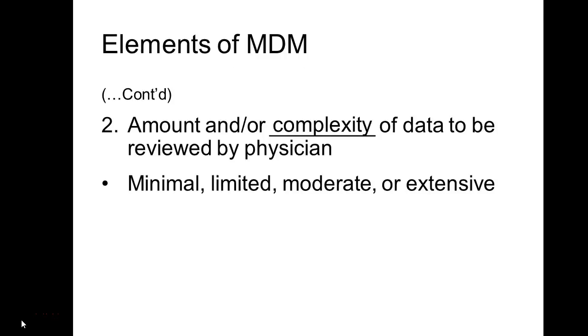The second part is the amount and the complexity of data to be reviewed. For instance, if this is an urgent care, you have minimal or limited information if you've never been there before, versus a primary care office that you've been seeing for 10 years, which is going to have more information on you. Also, what have you had done lately? Have you had lab tests? Have you had radiology? Did you see a specialist? How much information does a physician have to go through to make sure that they know what's going on with your body?